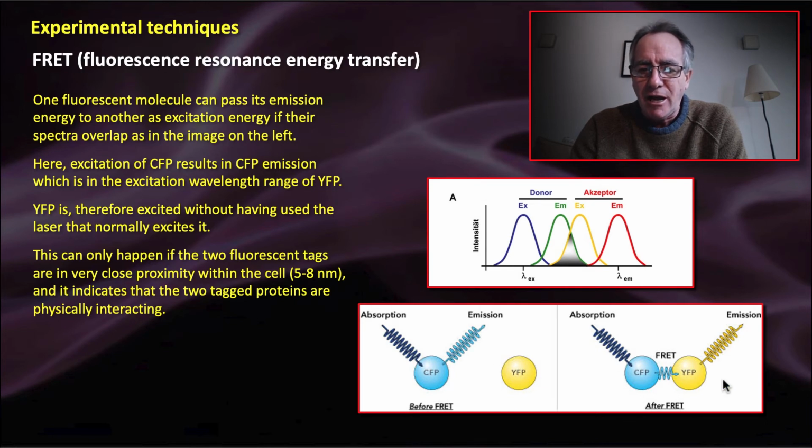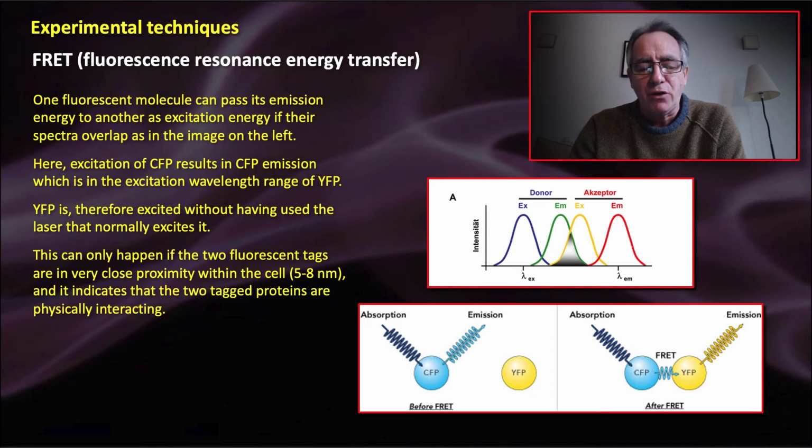But in this example over here, all we've done is we've put the YFP molecule slightly closer to the CFP. Look what happens. We turn on the laser, we excite CFP. It will emit some fluorescence, but some of its emission energy is transferred to YFP, and YFP emits. So in this case, where we say FRET has happened, turn on the short wavelength laser, which shouldn't excite the YFP, and the YFP glows.